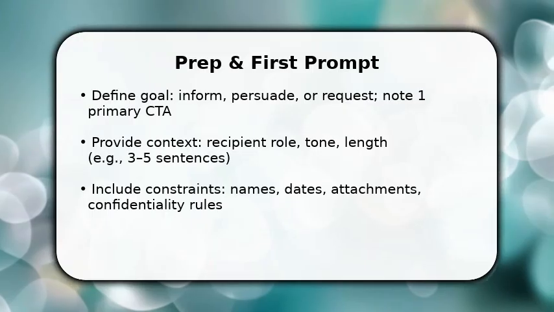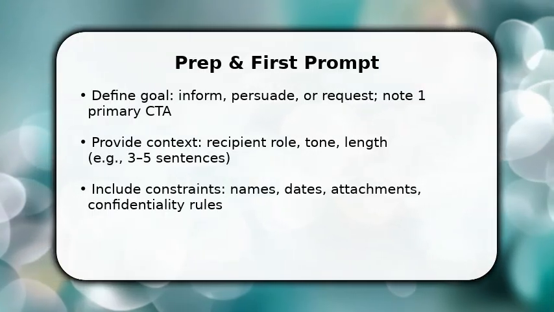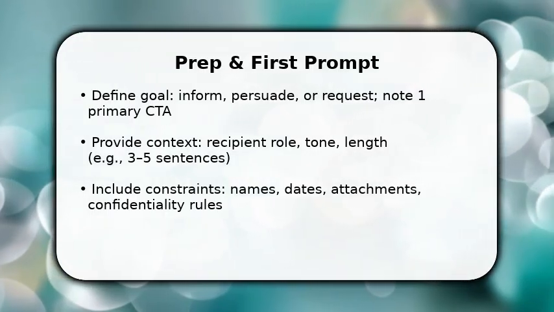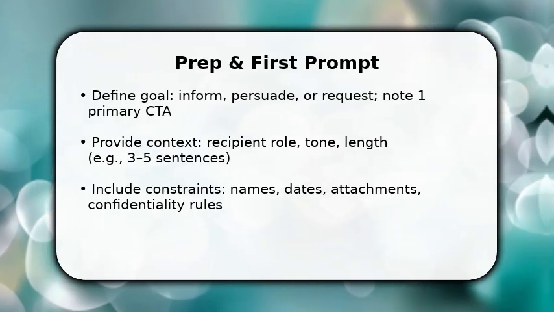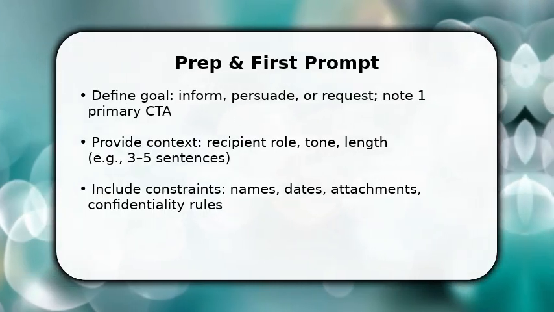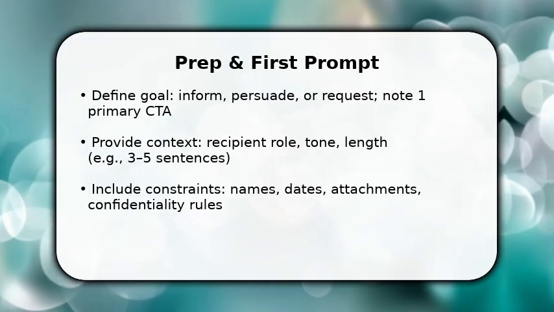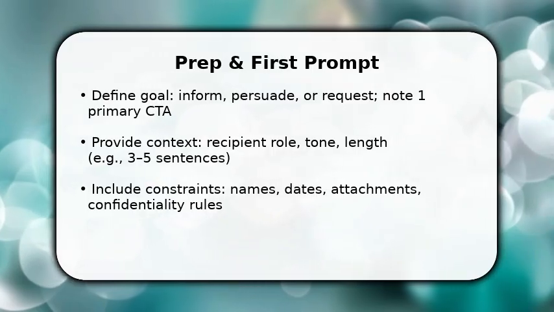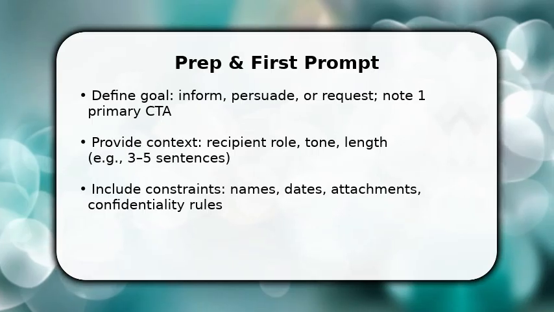You start by clarifying the goal in concrete context so the AI writes what you need. Say whether you want to inform, persuade, or request, and give one clear call to action. Next, list recipient role, desired tone, and approximate length. This shapes word choice and formality.